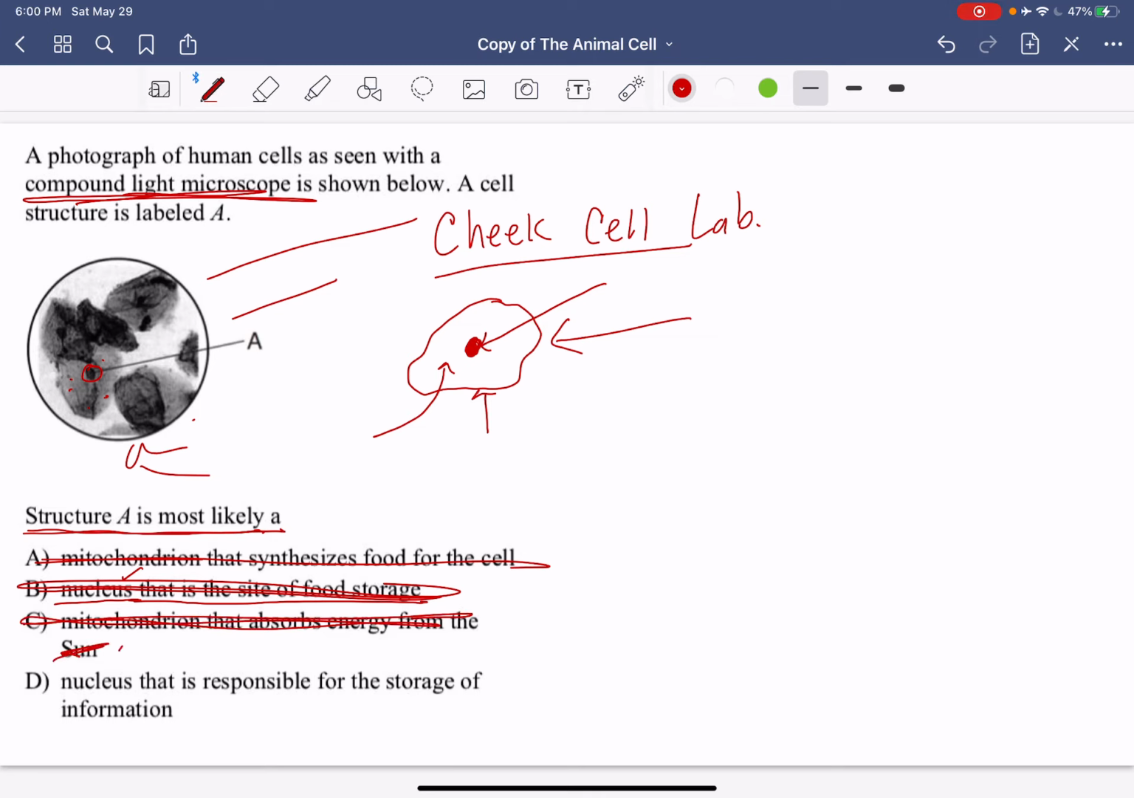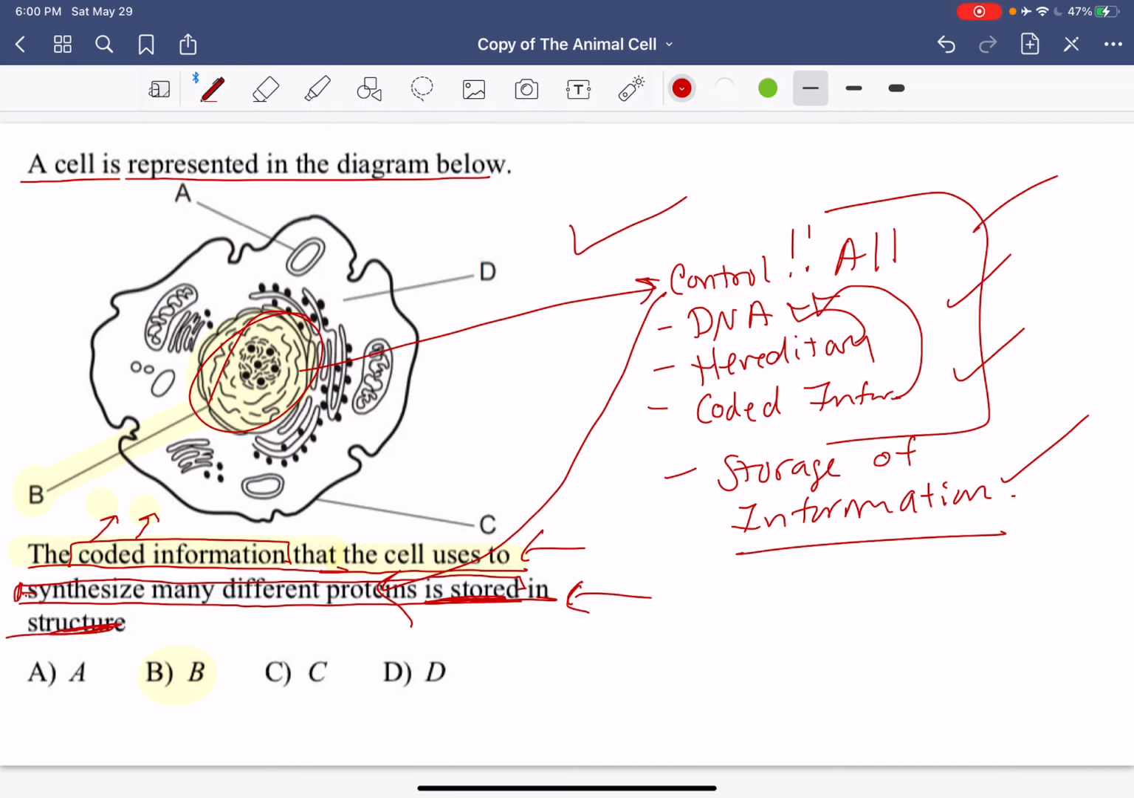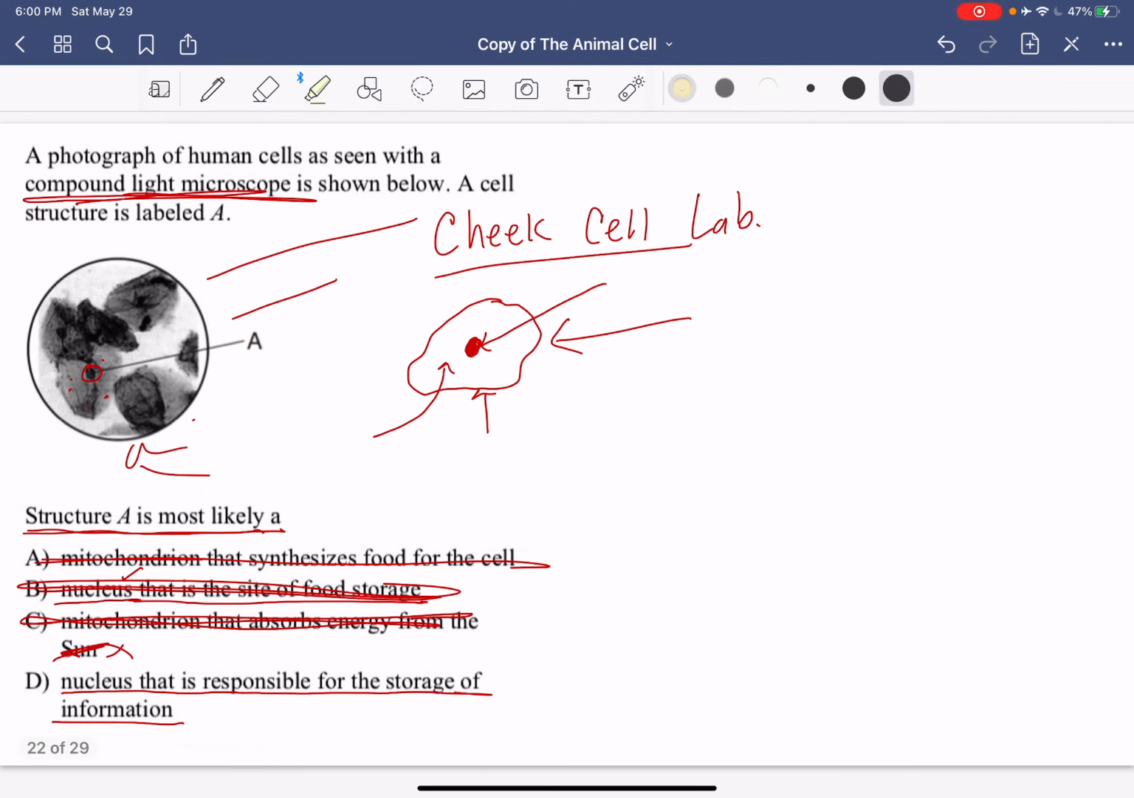Son, how dare you? The nucleus is responsible for the storage of information. Another one to add to the list. Storage of information. I'm sorry, this pisses me off. So many different ways to talk about the same thing, DNA being in the nucleus. So the best answer for this, ladies and gentlemen, is D, the cheek cell lab question.